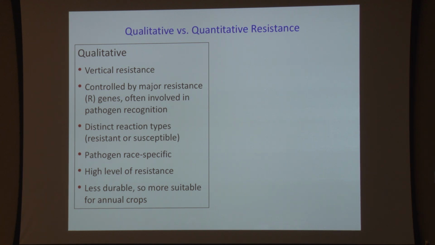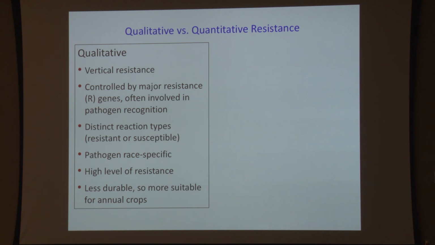So just to review some of the other features of these different types of resistance, qualitative is considered vertical resistance, sometimes that's the term that's used. Controlled by major resistance or R genes, often involved in pathogen recognition. Distinct reaction types, pathogen race specific. And this is a really important point regarding durability, that the major genes are resistant against generally a particular race of the pathogen. So if there's a race change, that resistance may no longer be effective.